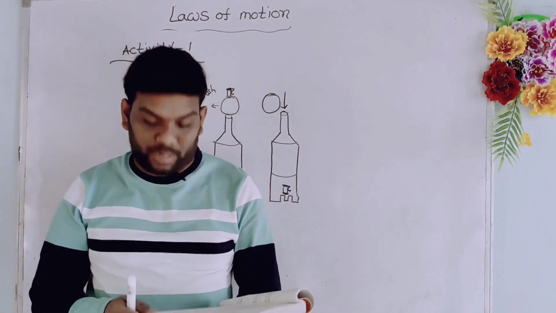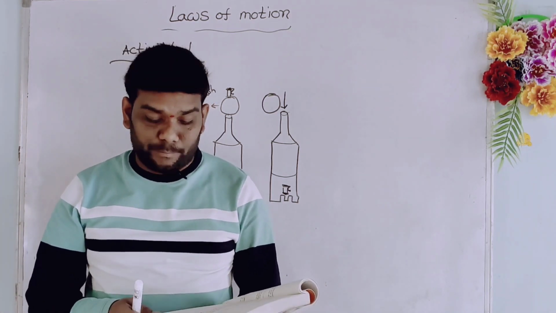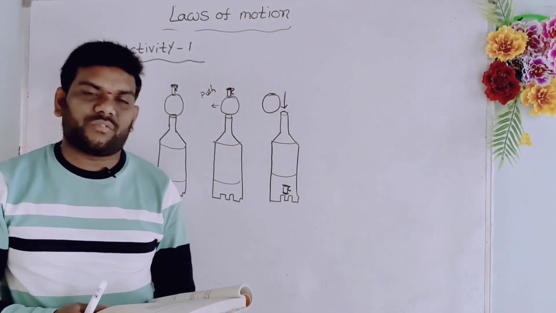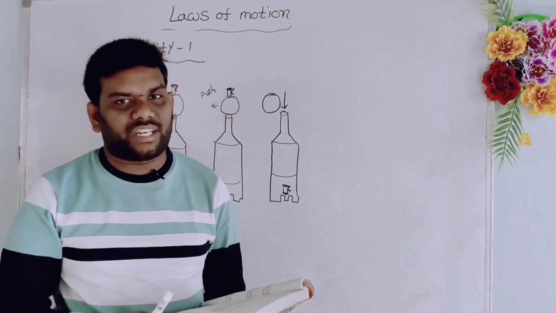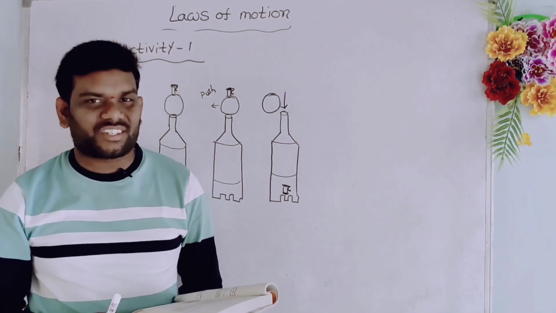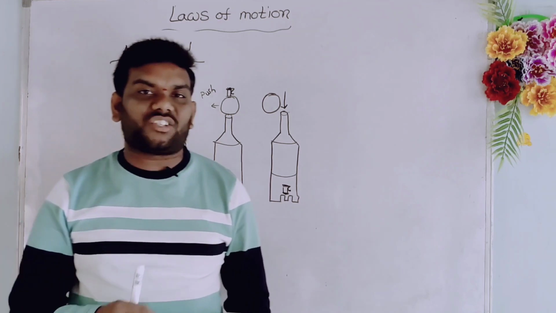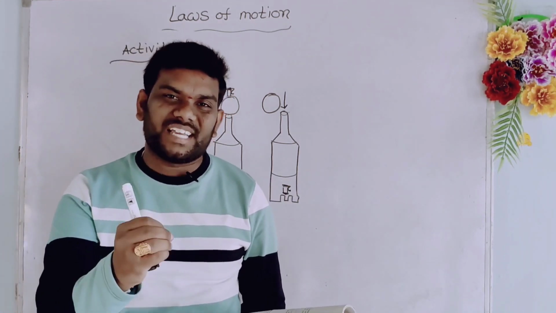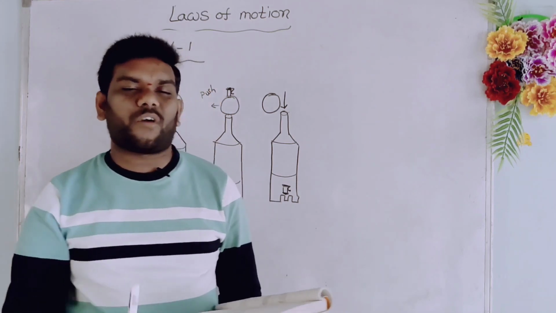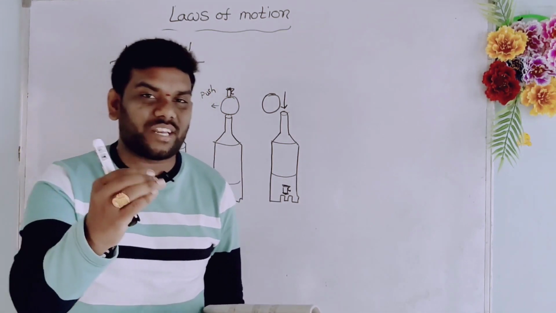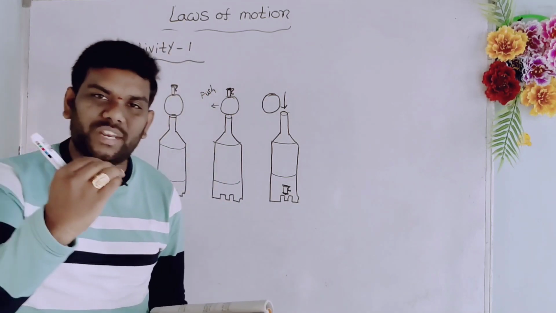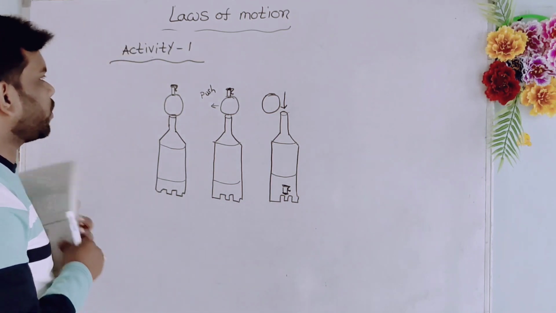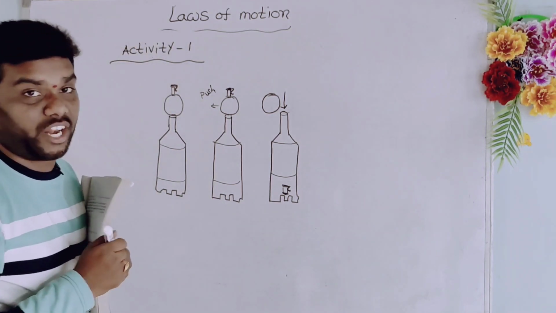Activity 1 in our textbook, page number 22. What is the aim of this activity? To explain inertia. What is inertia? The natural tendency of an object to resist the change of rest or uniform motion. A body at rest stays at rest, a body in motion stays in motion. That is called inertia of motion. Let us start. Here, Activity 1 explains inertia.